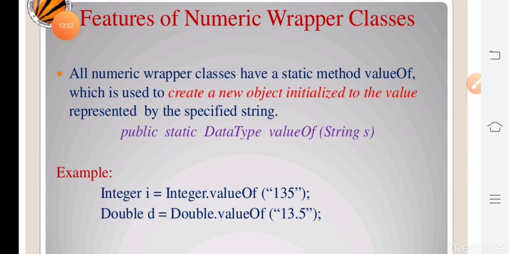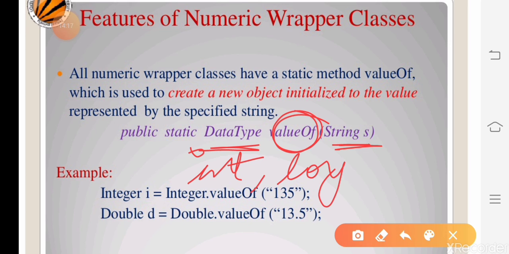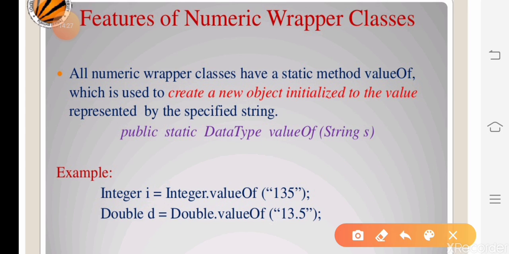Now next is here valueOf function. Now valueOf function, what is the working of this valueOf function? It actually converts a string type of data into the primitive type. It is used to convert string type of data into the primitive type. That means here the valueOf function's data type can be int, it can be long, it can be double, or it can be short, or any other primitive data type. Clear? Now how to use it? This is the usage here.